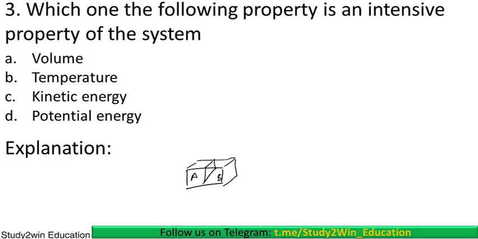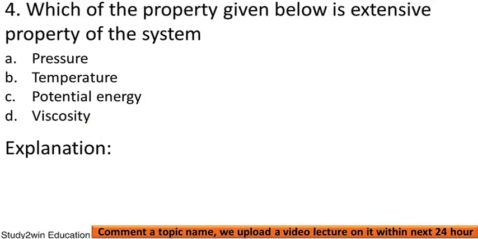Our first option is volume. Let's check. If I cut the object, will the volume get divided? Yes, it will. So it depends on the mass and it is an extensive property. Let's check the second option, B, that is temperature. If I divide the body into two halves, the temperature will remain the same. Suppose the temperature of the body is 100 degrees Celsius, and if I divide the body into two halves, A and B, then part A will also have a temperature of 100 degrees Celsius and part B will also have a temperature of 100 degrees Celsius. So temperature is an intensive property, so B is the option. Kinetic energy is also an extensive property and potential energy is also an extensive property.